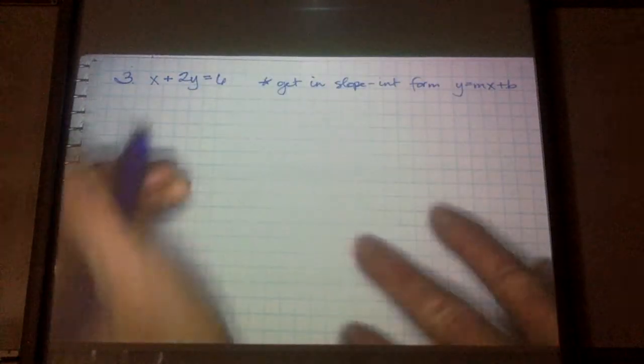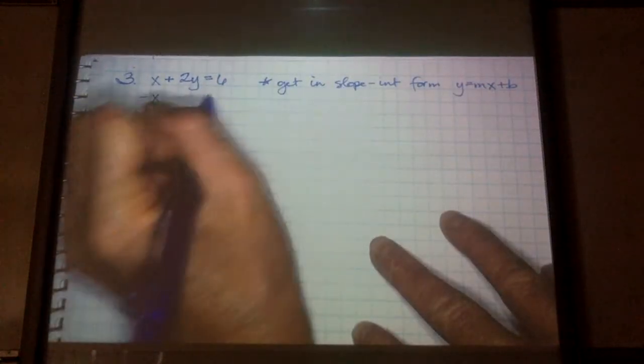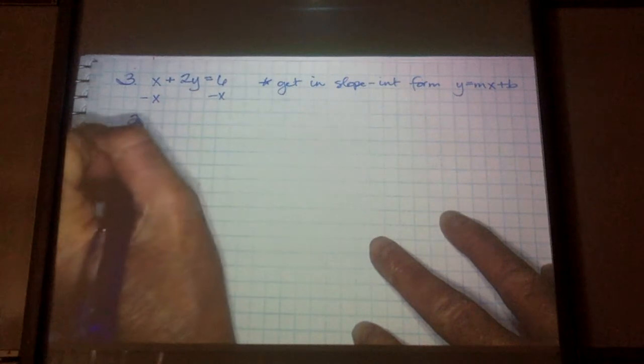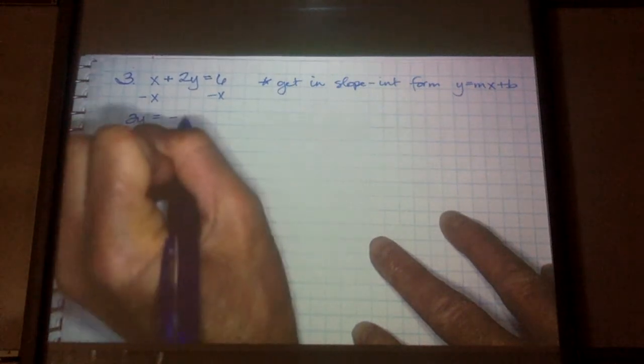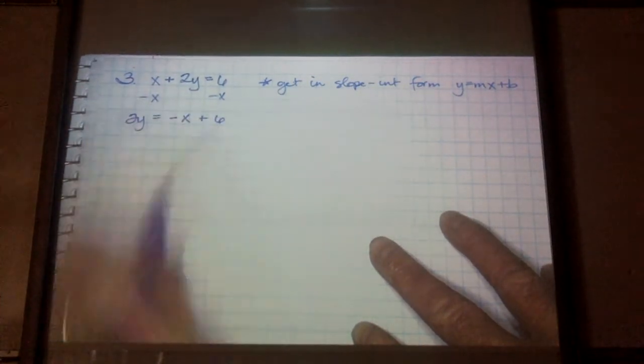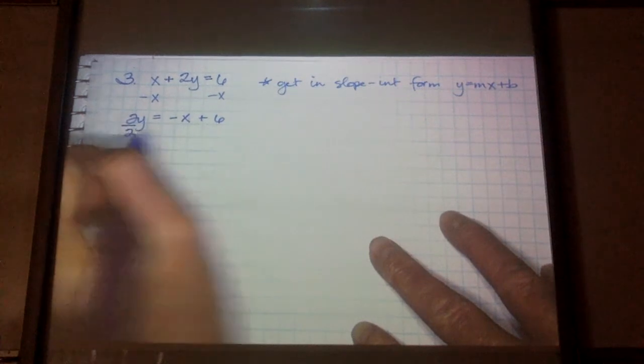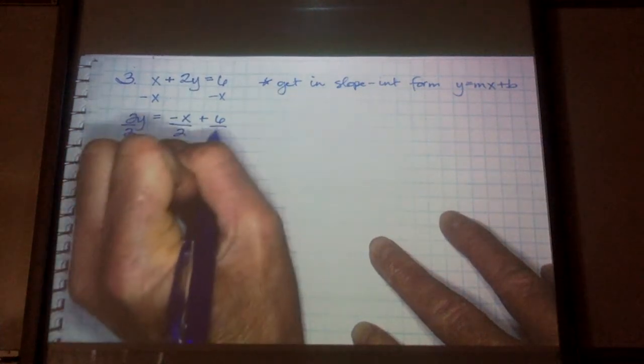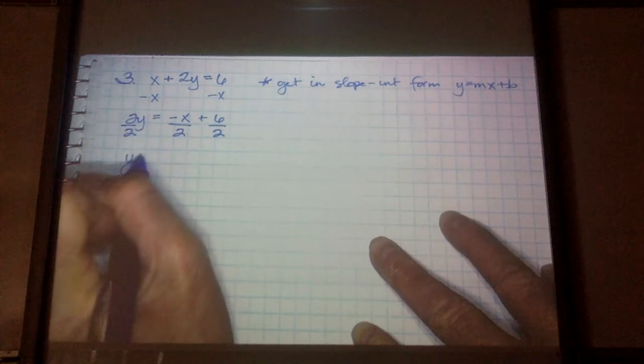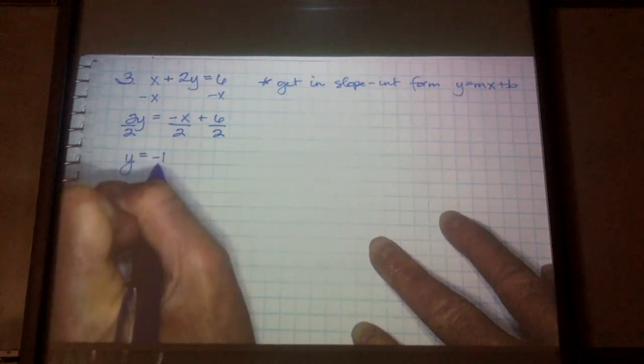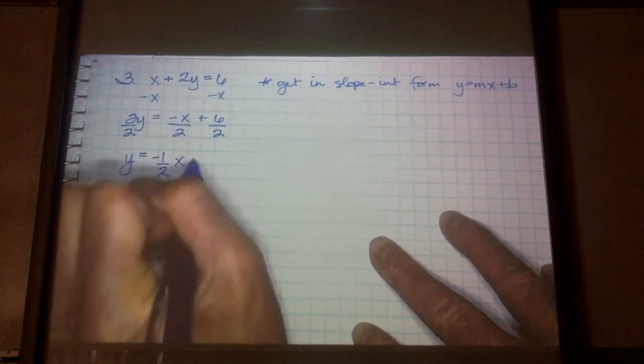So to do that, I'm going to subtract x. So I get 2y equals negative x plus 6. Divide by 2. Remember, I'm dividing everything by a 2. So y equals, there's an invisible 1, so I'm going to leave it, plus 3.